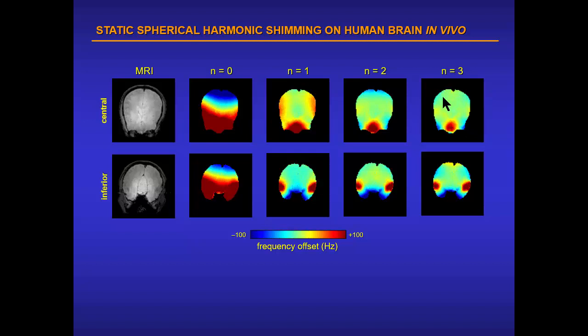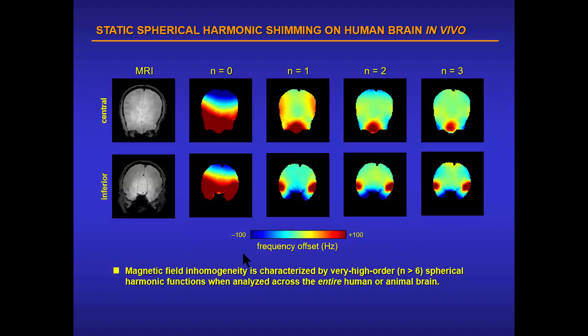And you can see that in the back of the brain, the homogeneity is quite nice. But still in front and also in lower slices, you still have quite strong inhomogeneity. That is because when you analyze it over the entire brain, the inhomogeneity is characterized by very high order spherical harmonic functions, more than sixth order. And we don't have that. We don't have the space to get those kinds of spherical harmonics in our magnet.